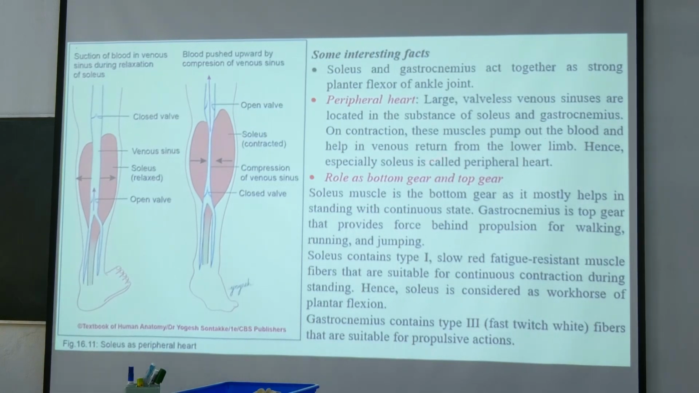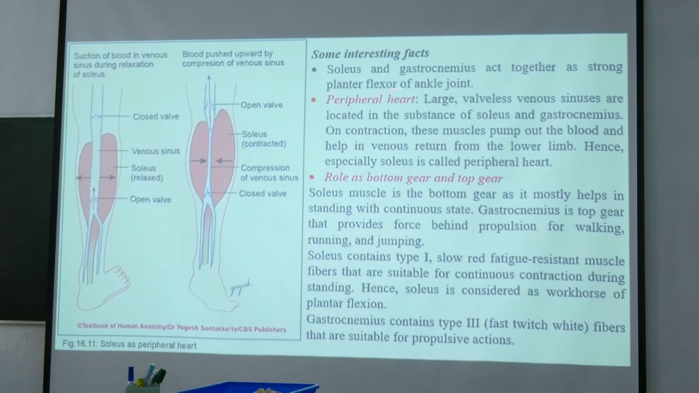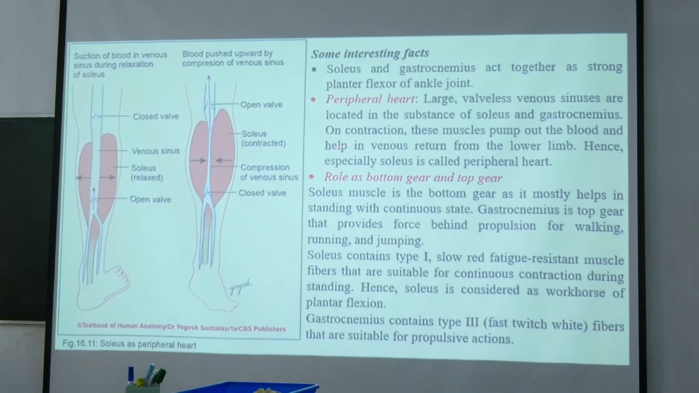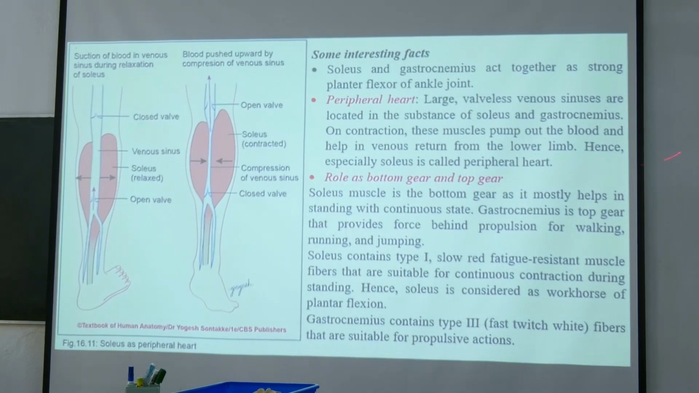Okay, this is very important. What is peripheral heart? It can come as a short note. Soleus and gastrocnemius act together as a strong plantar flexor of the ankle joint, and large valveless venous sinuses are located in the substance of soleus and gastrocnemius. Here, this is the venous sinus. On contraction, these muscles pump out the blood, helping venous return from the lower leg. Hence, especially soleus is called the peripheral heart. Okay.